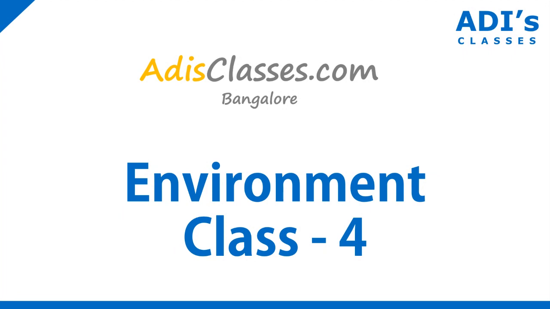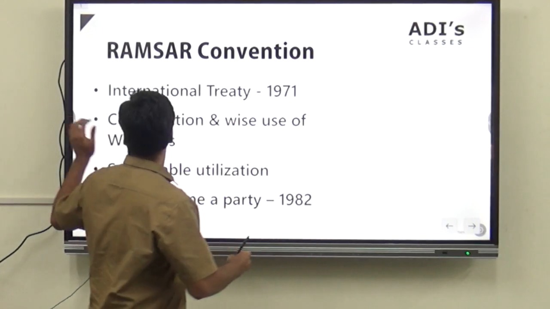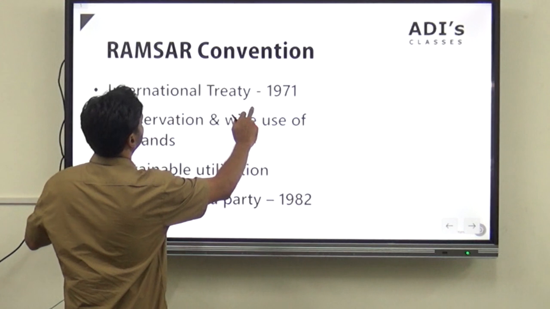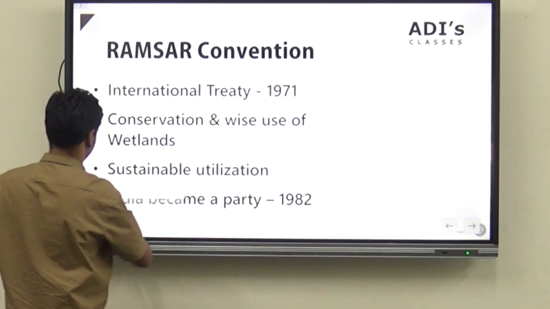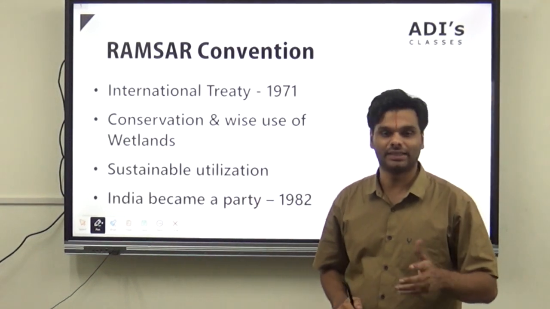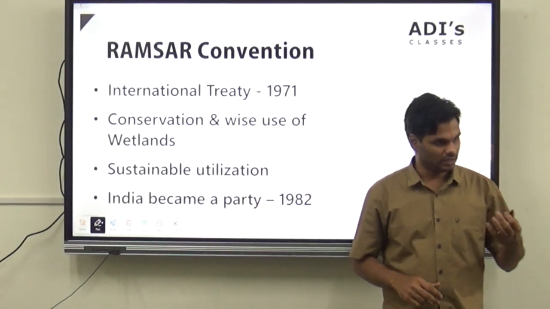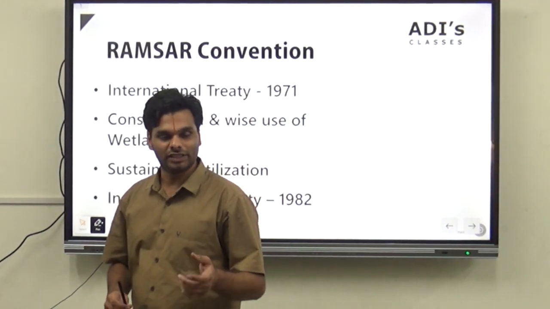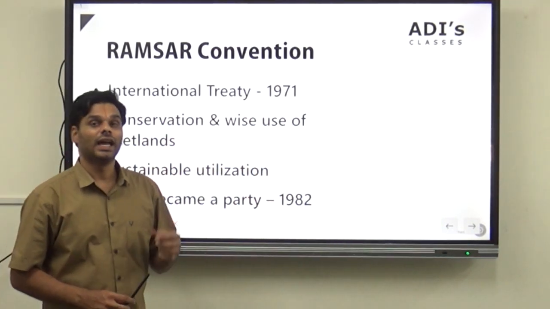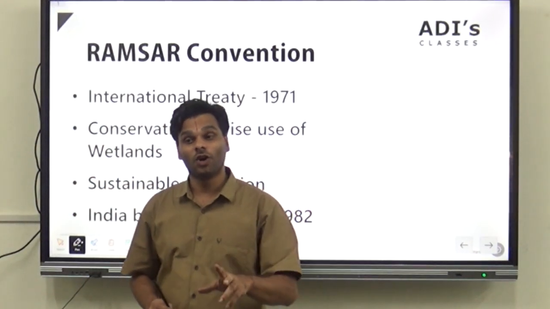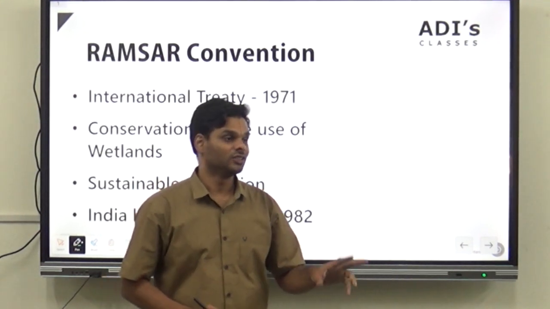So in this class, I think we'll start looking at the Ramsar Convention. Okay. So what did we see in the previous classes? Can you just tell me? CITES and CMS. In the previous class, we were looking at CITES and CMS. So what is CITES? Convention on International Trade in Endangered Species of Flora and Fauna. So that is very important.